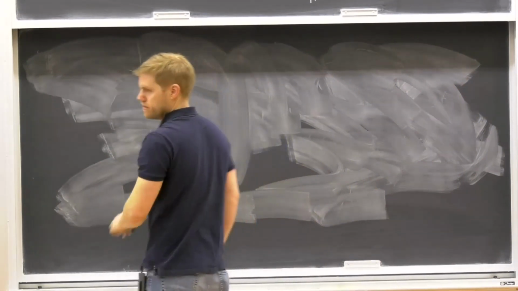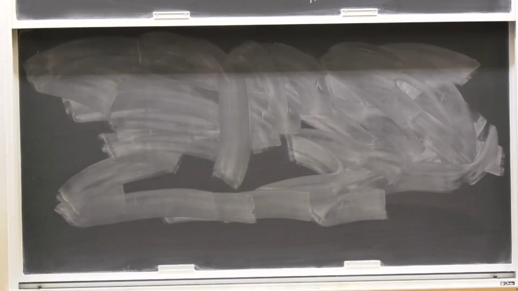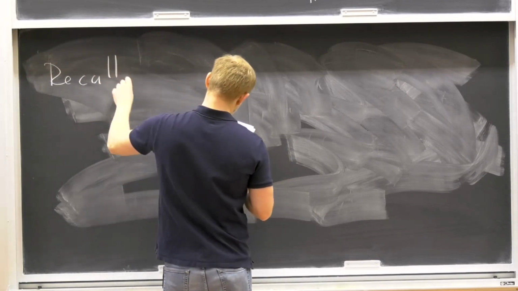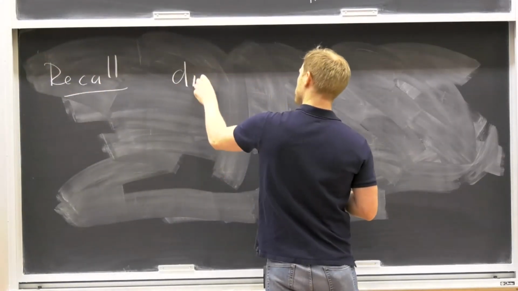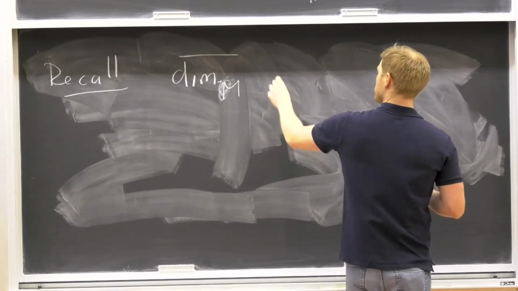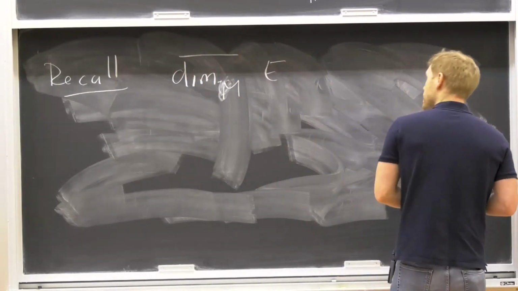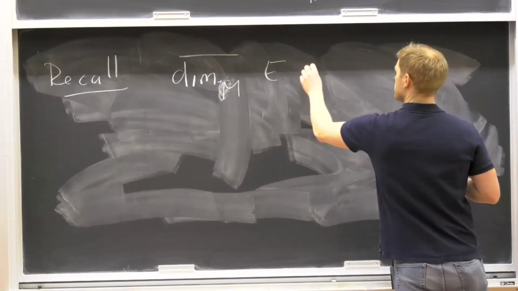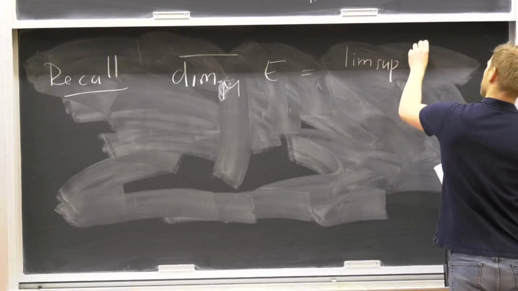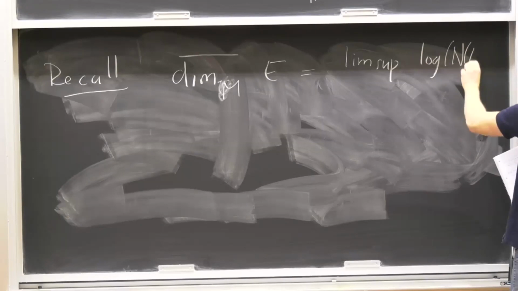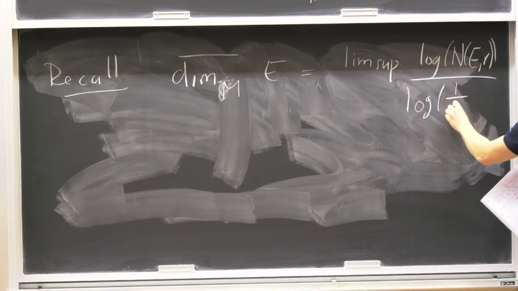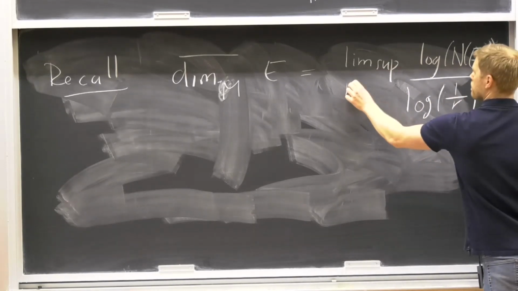Okay, so just really because I don't expect you all to remember this since last time I mentioned it, I want to recall the definition of the upper Minkowski dimension of a subset E of R to the N. Again, how you should think about this is the lim sup of the log of, well, there are many ways of writing it, as R goes to 0.